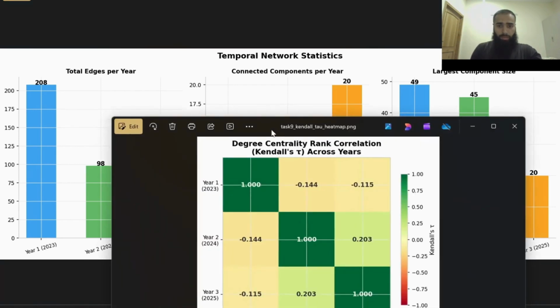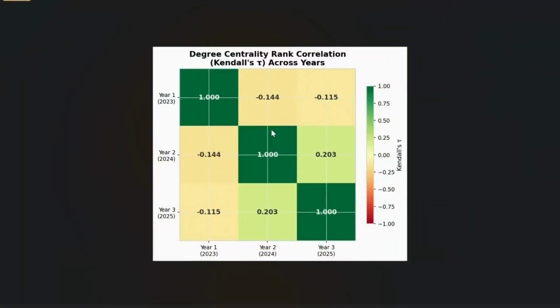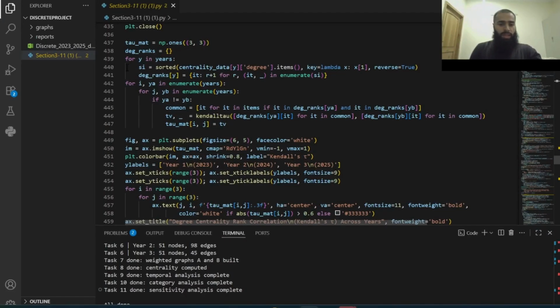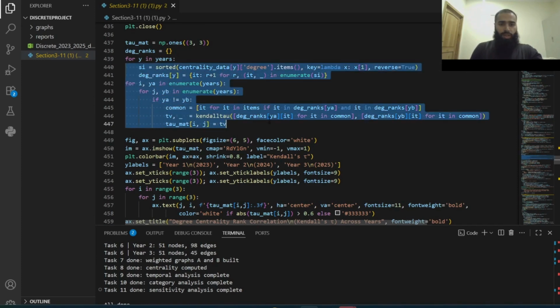Heat map. This shows how stable the centrality rankings are across the years. We use Kendall's tau, a statistical measure of rank correlation, computed at lines 440 to 447, as shown here. Kendall's tau equal to 1 means perfect rank agreement: the same items are most central in both years. 0 means no correlation, negative means ranks are reversed.